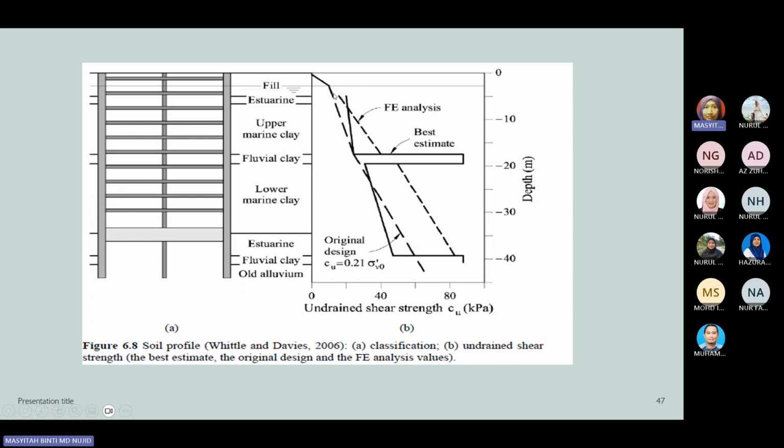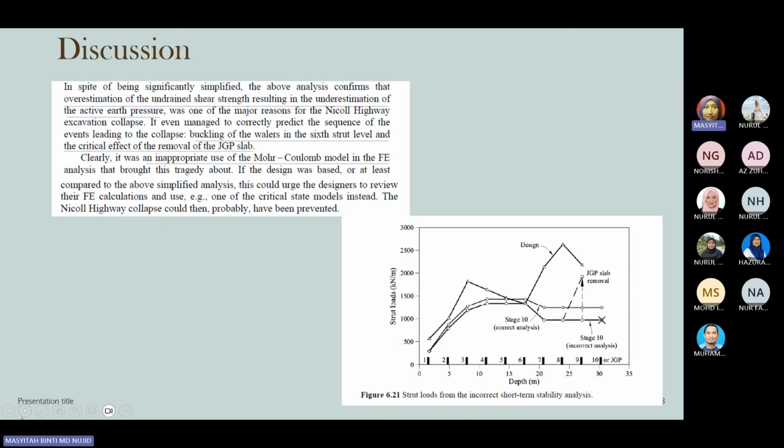And this is how it says that on the average coefficients for upper and lower clay layer. What we can conclude from here is that overestimation of undrained shear strength, resulting in the underestimation of the active earth pressure, was one of the major reasons for the Nicoll Highway excavation collapse. So the buckling of the walls in the 6 strut levels and the critical effect of the removal of the JGP slab can be other factors considered in the failure. It was the inappropriate use of the Mohr-Coulomb model in the finite element analysis that brought about this tragedy.